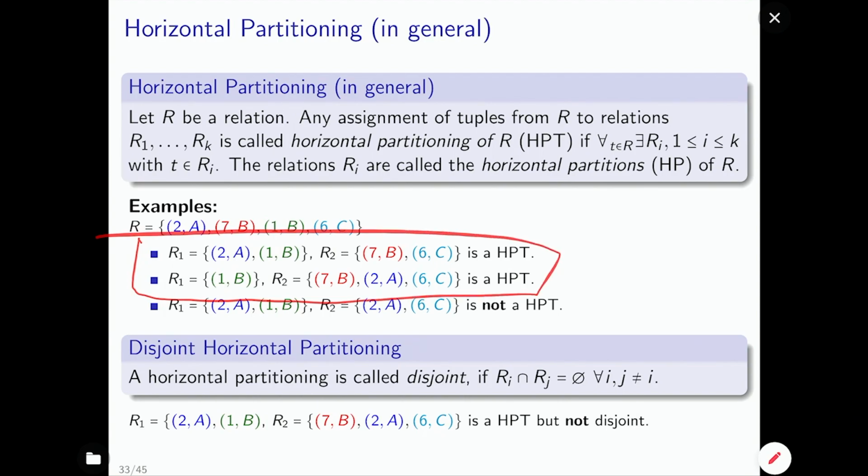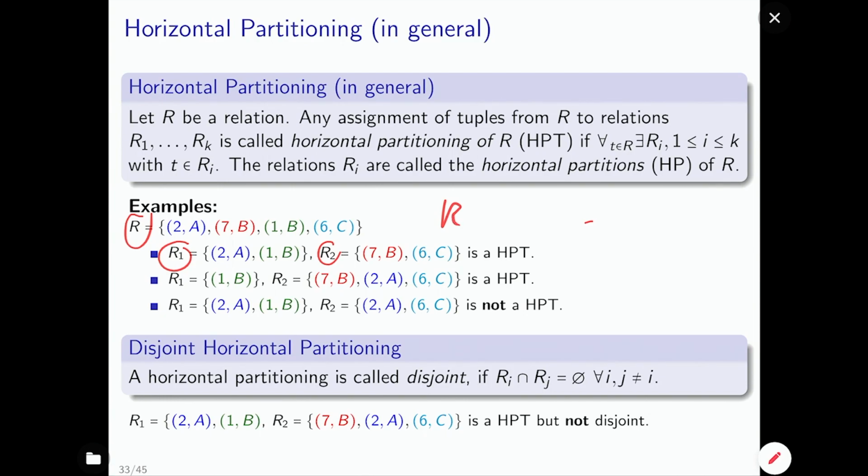The only thing that I'm doing is splitting this input relation R into subrelations R1 and R2, and the condition that has to hold is that I can reconstruct R at any time just by doing a union of R1 and R2. So I'm just redistributing the tuples from R into subrelations, as I'm calling it, and that's called a horizontal partitioning.